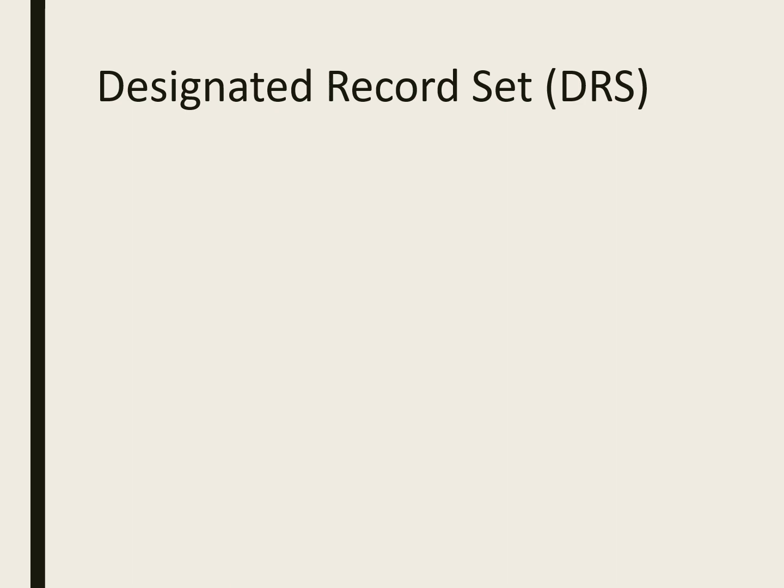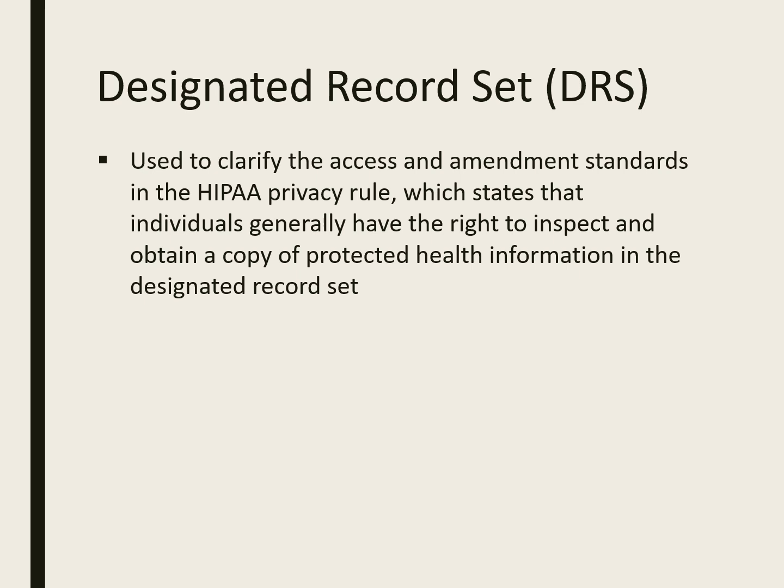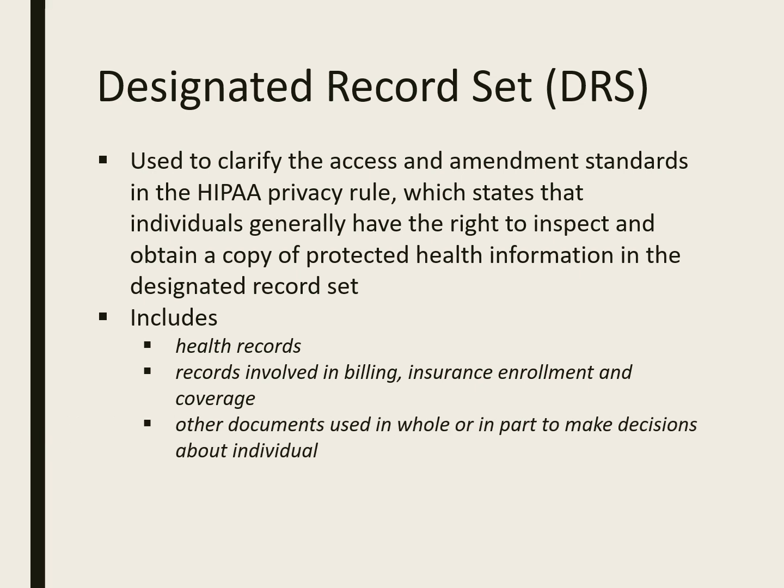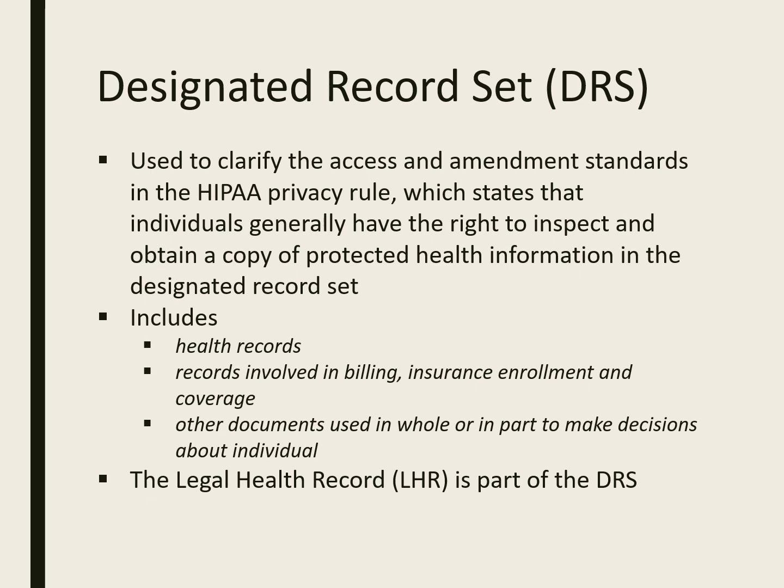The designated record set is the broader scope of information we were just talking about. It is used to clarify the access and amendment standards in the HIPAA privacy rule, which states that individuals generally have the right to inspect and obtain a copy of protected health information in the designated record set. The designated record set includes health records, records involved in billing, insurance enrollment and coverage, and other documents used in whole or in part to make decisions about an individual. The legal health record is part of the designated record set.